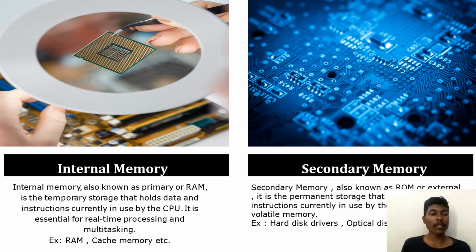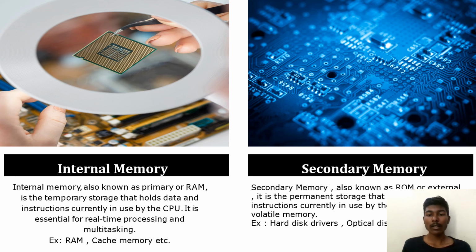Internal memory. Internal memory, also known as primary memory or RAM, is the temporary memory that holds data and instructions currently used by the CPU. It is essential for real-time processing and multitasking. Example: RAM, cache memory, etc. Internal memory is also called volatile memory and it is directly accessed by the computer.